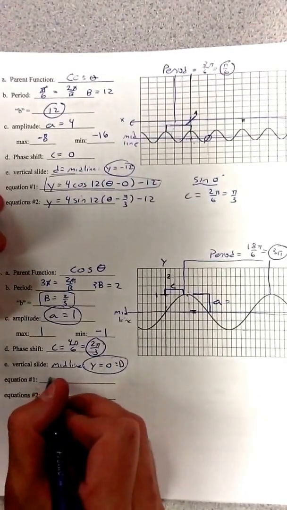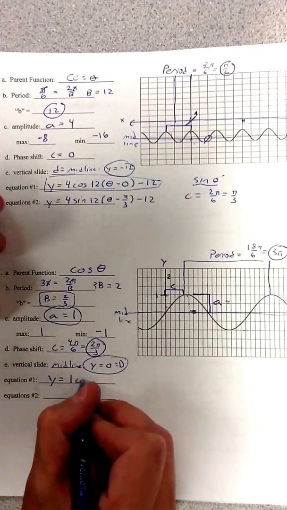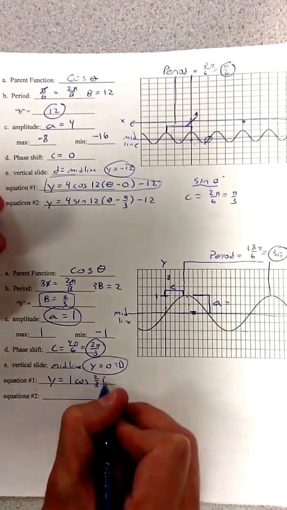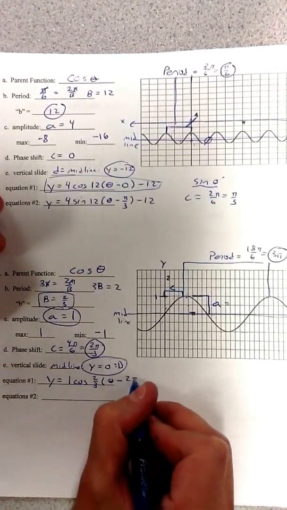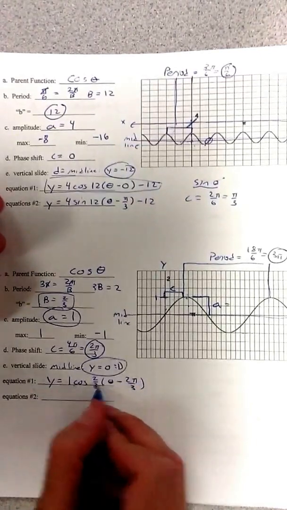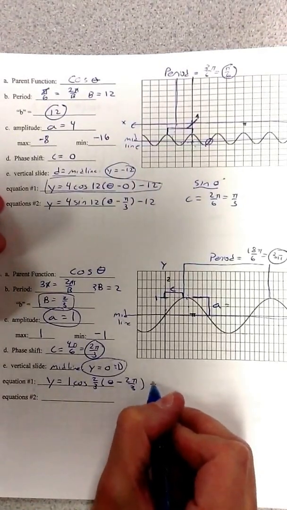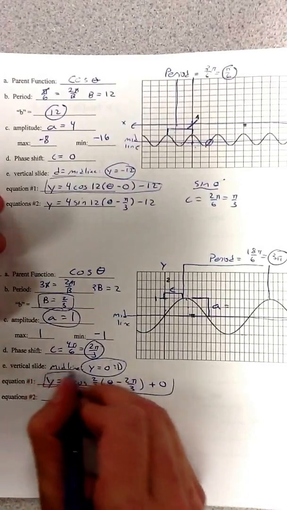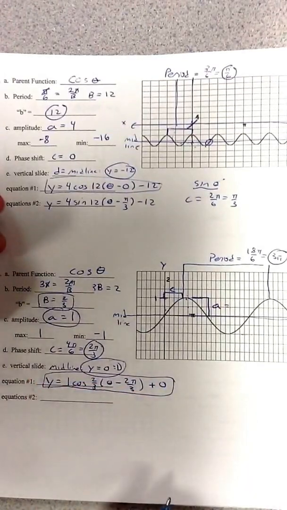Writing our equation, y equals 1 cosine of 2/3 theta minus 2 pi over 3, see, a, b, c, plus d, and d is 0. You don't have to put the plus 0 there, but it doesn't hurt the problem at all.